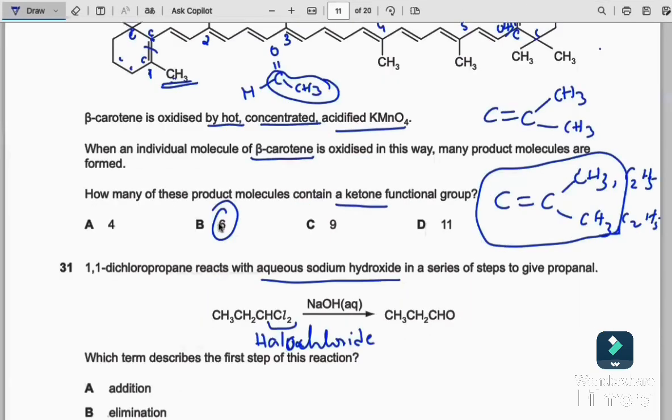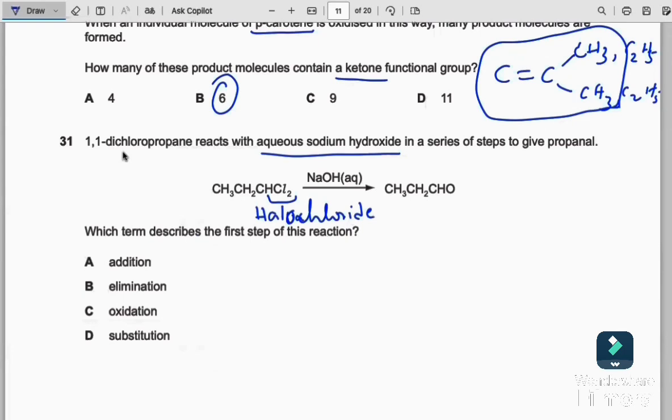So therefore the answer is going to be 6. Question 31. 1,1-dichloropropane reacts with aqueous sodium hydroxide in a series of steps to give a propanol. Which term describes the first step of this reaction?